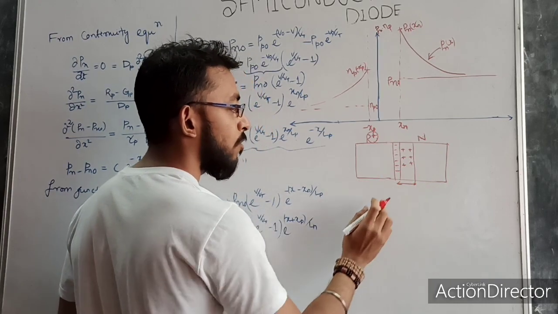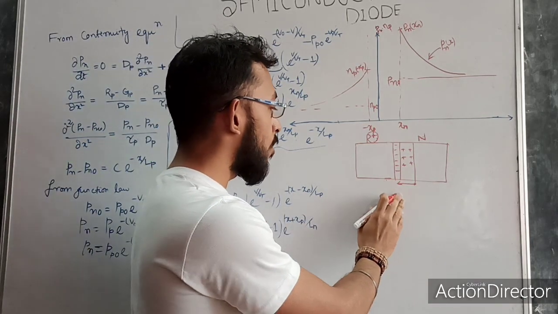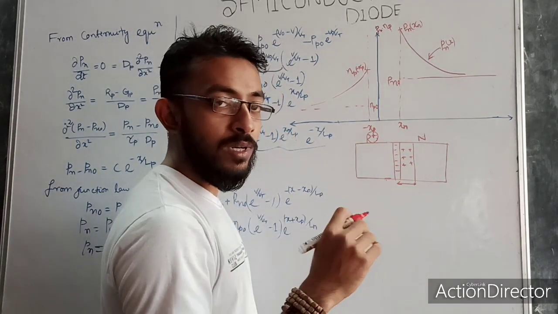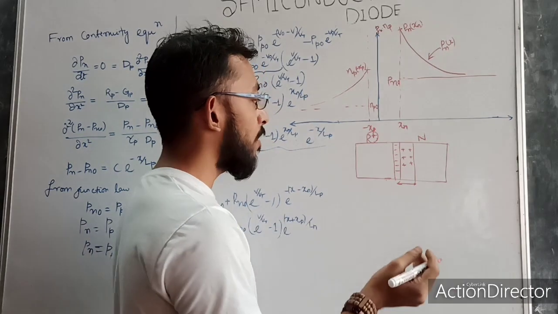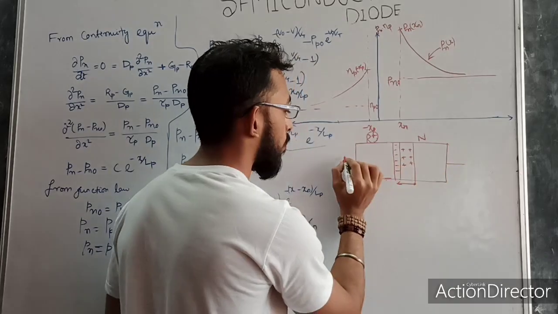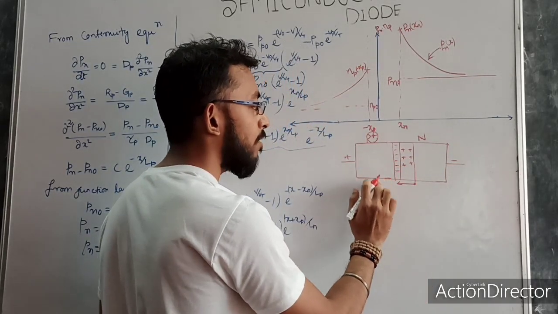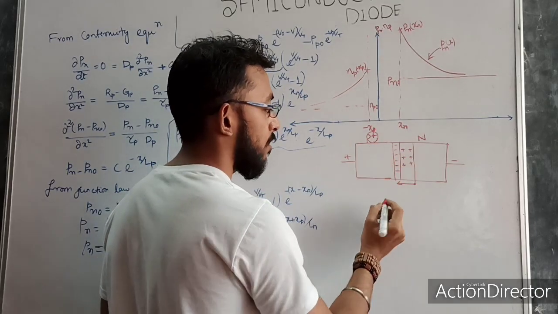So this was for the equilibrium case. Now we are interested in finding the current. In equilibrium there is no current, and current will flow only when we apply a voltage. Let's take the case where I am applying a positive voltage over here and a negative voltage over here. That is, I am applying forward bias to this PN junction.